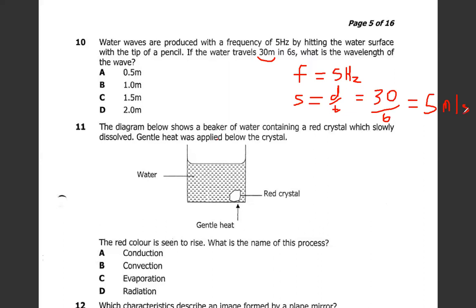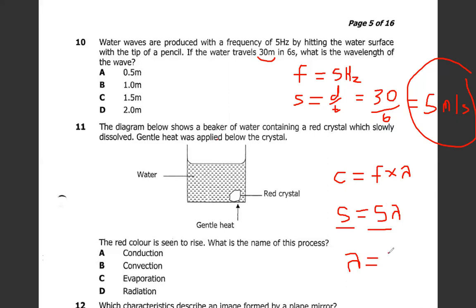So the speed was 5 meters per second, and the formula is speed is equal to frequency times wavelength, which is lambda. So our speed here is 5, the one that we just found, and our frequency is also 5, which is multiplying with the lambda. And we can see that when we divide by 5, the wavelength here was 1, which you can say 1.0 meter, because the wavelength is a distance between two identical points.